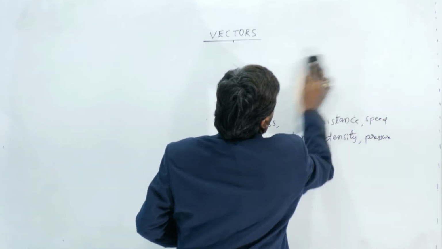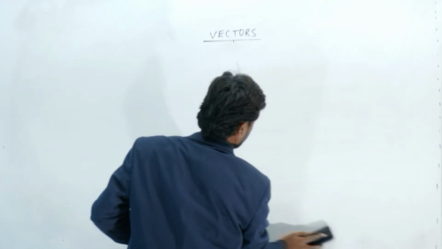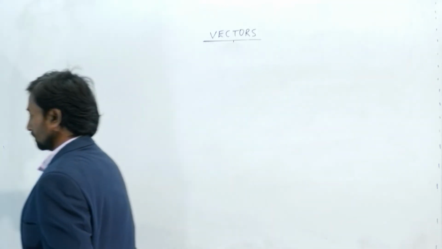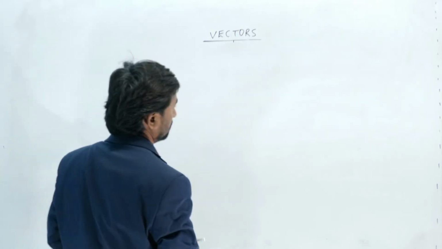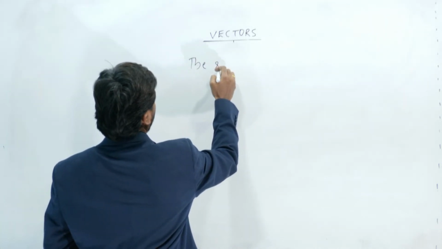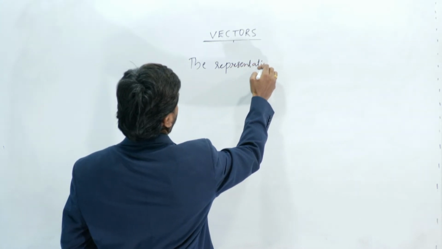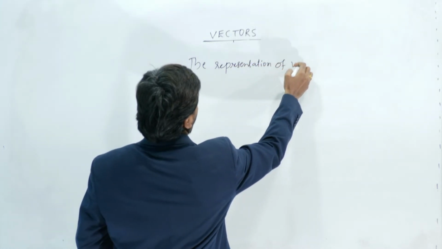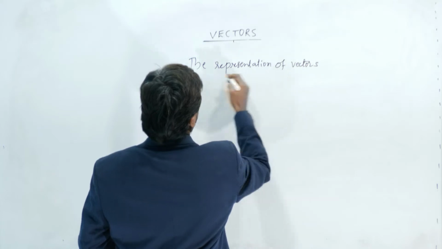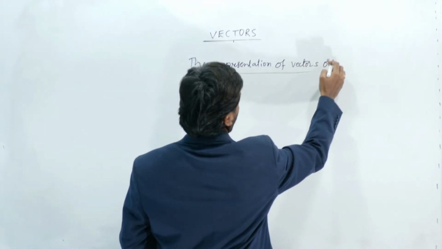Next we'll see the denotation or representation of a vector. We have seen the examples of vectors, like displacement. So how can a vector be represented? The representation of vectors, or the denotation of a vector.